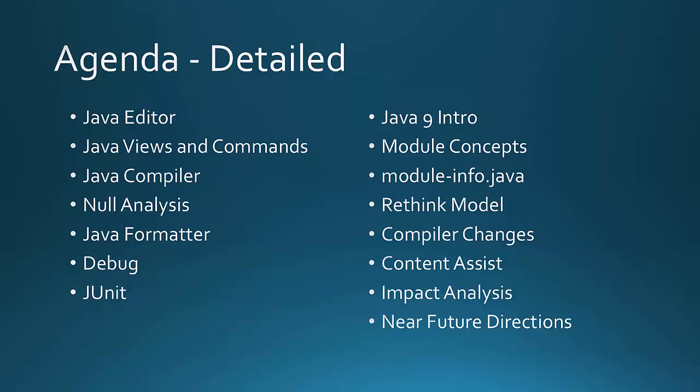In the second part I'll be covering Java 9, a short introduction to the Java 9 concepts, as well as the module concepts and the module-info.java file. Then we'll be rethinking the model. We'll talk about the compiler changes. We'll do the impact analysis on other submodules like content assist, and we'll take a peek at the near future as to what we can expect for Java 9. The first part I plan to cover through demos, so let's get into the demo right away.